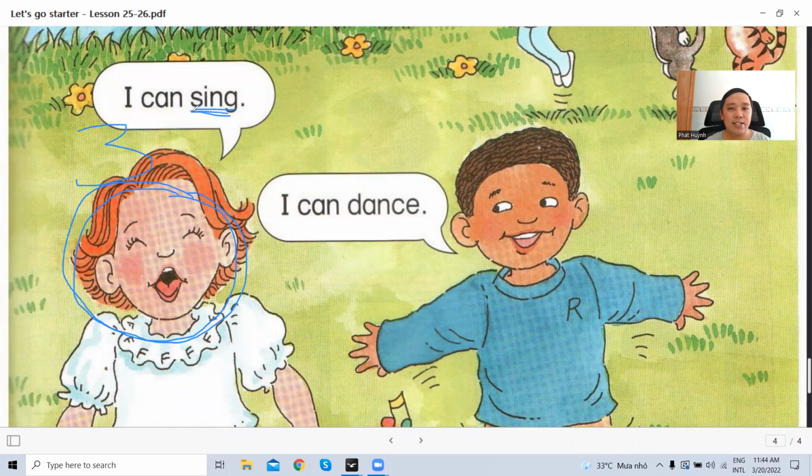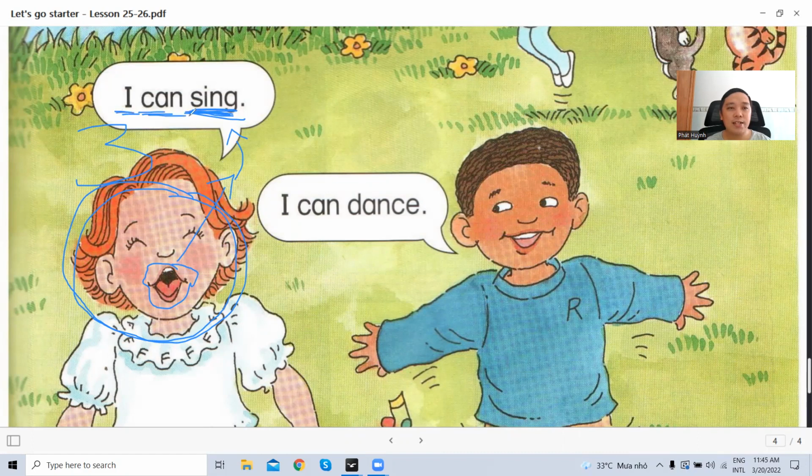Sing. Okay. What is sing? Vậy thì động, hành động sing là gì các em? Sing là hát. I can sing. What does she say? Cô ấy nói gì? She says, I can sing.